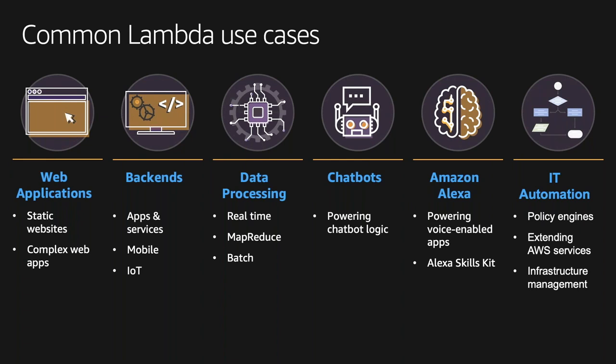You could power the skills using Lambda, and lots of people build the skills using Lambda, or things like IT automation. You could have a Lambda which runs on a cron, on a schedule, and just checks that all the correct ports are closed on a firewall. And if they've been opened, it will automatically close them. That's a common use case for IT automation. So building Lambdas to do things on schedules and just make sure that certain things are still secure. So there are loads of reasons why you would want to use a Lambda.